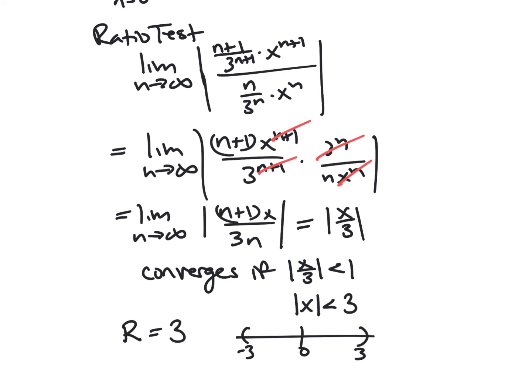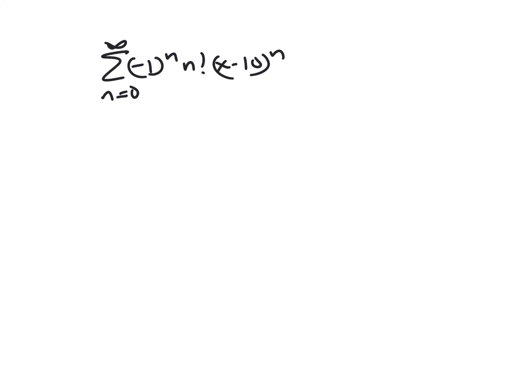So let's look at one more where our center is not 0 this time, right? So here our center is at 10, so we have the x minus 10 to the n. We see a factorial showing up, and again, we want to be doing the ratio test here, and this is usually what we're going to be using for power series. So in this case, what do we have with the ratio test?